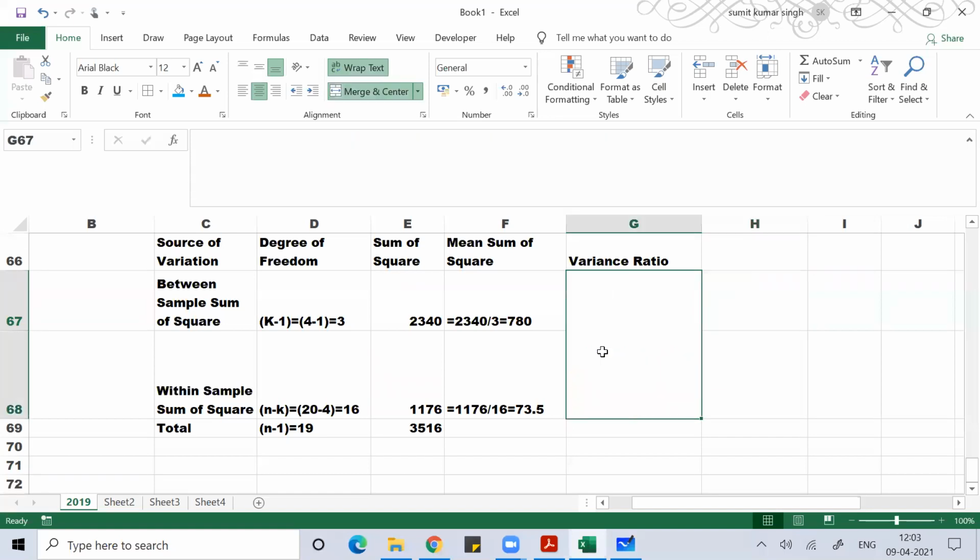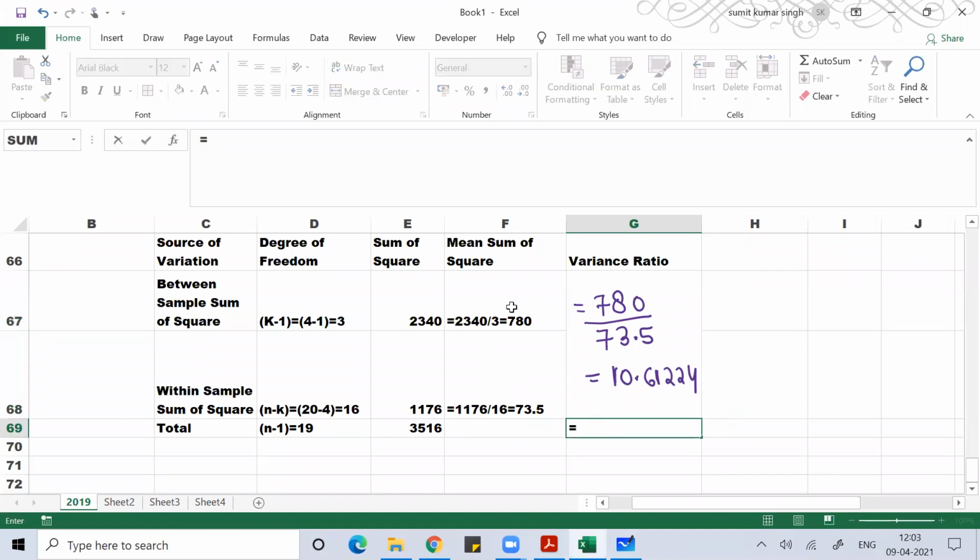So better let me write it down. The variance ratio is the mean sum of squares of between sample sum of squares divided by the mean sum of squares within. You will divide by this value, so you will get 10.61224. Whatever value you get, this 780 divided by 73.5.